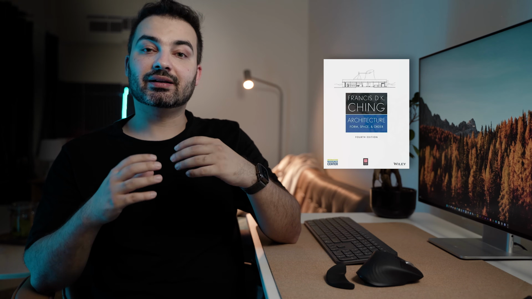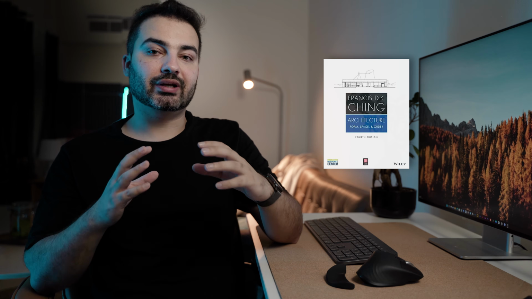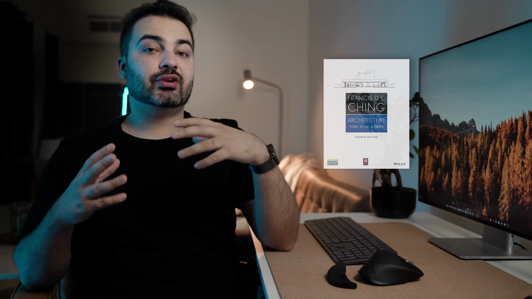Form, Space and Order by D.K. Cheng is one of the fundamental design vocabulary books, which is both elemental and timeless. I always refer back to this book because it refreshes my mind and I'm always aware of the hierarchical structures and organizations and even the relationship between spaces.